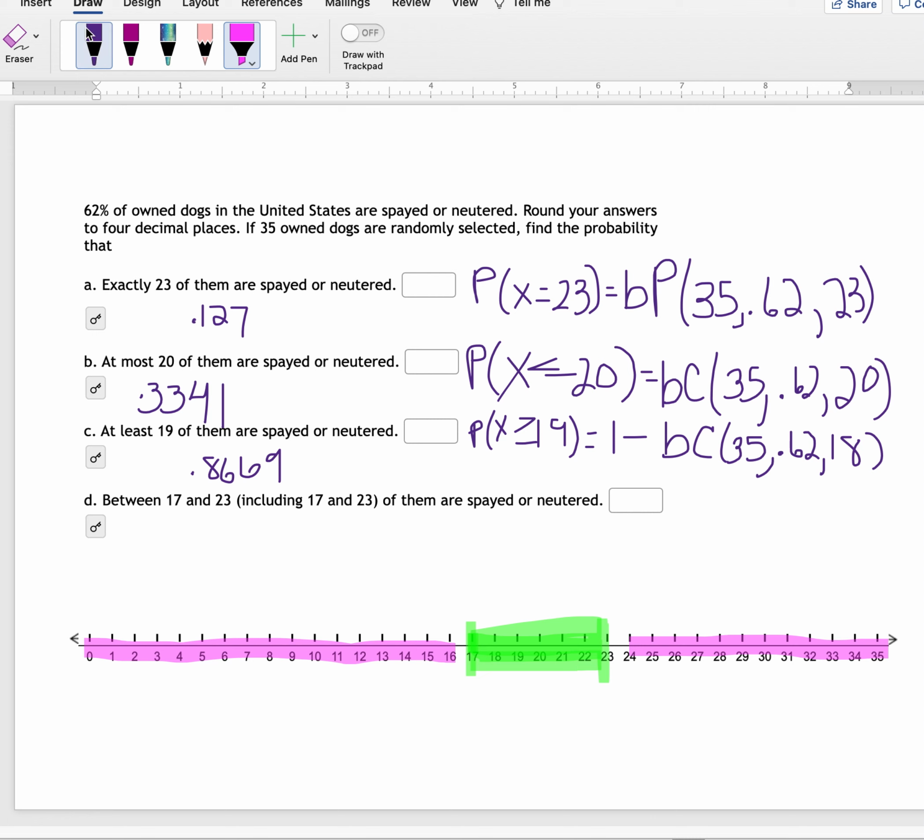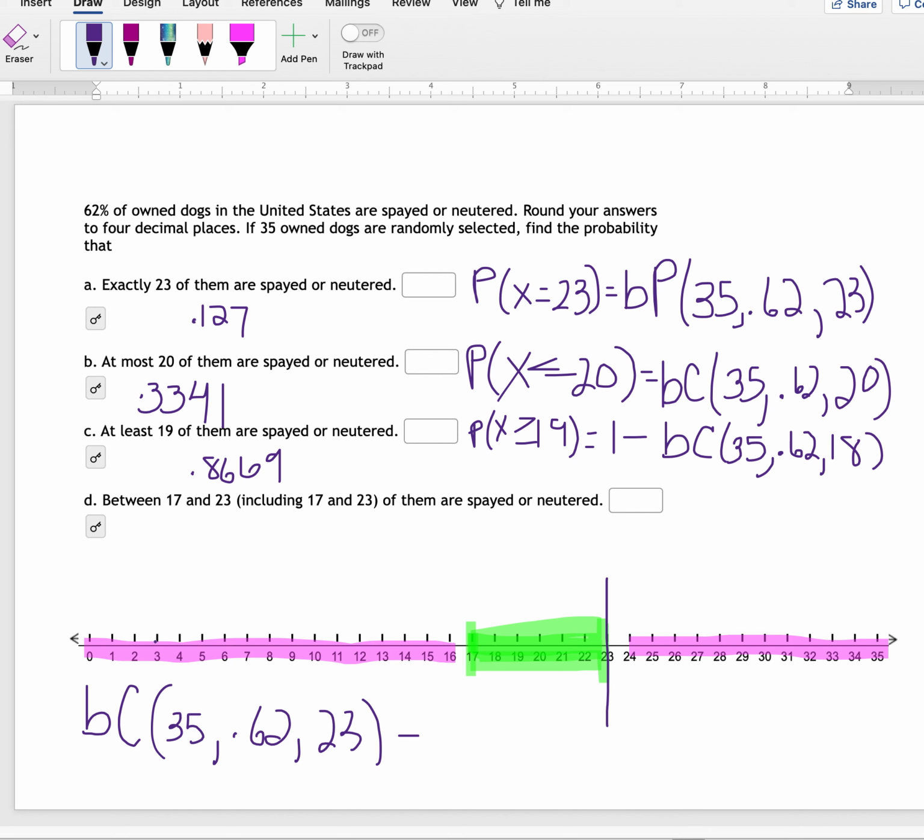The other way to do it, which is the easier way, but I find that students find it a little bit more confusing, is I know that if I take the binomial CDF of everything up to 23, so I'm doing everything up to 23, I'm going to put in my number of trials, I'm going to put in my probability, and then I'm going to put in that I want everything up to 23, including 23. Then I'll just subtract off what I don't want, and what I'm left with is the green.